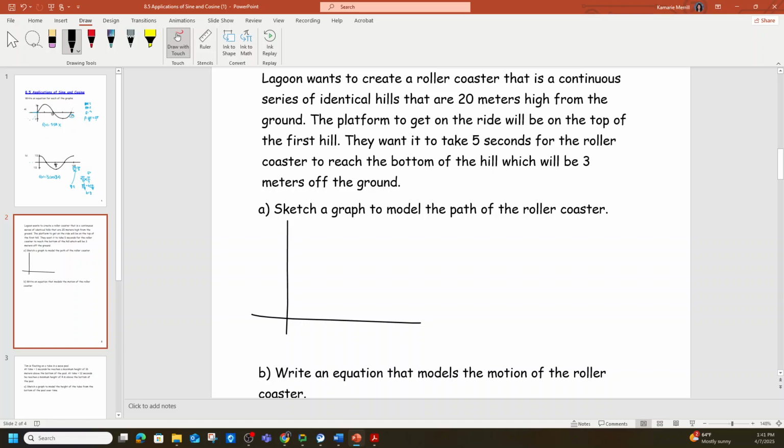The group wants to create a roller coaster that is a continuous series of identical hills that are 20 meters high from the ground. The platform to get on the ride will be on the top of the first hill. They want to get 5 seconds for the roller coaster to reach the bottom of the hill, which will be 3 meters off the ground.